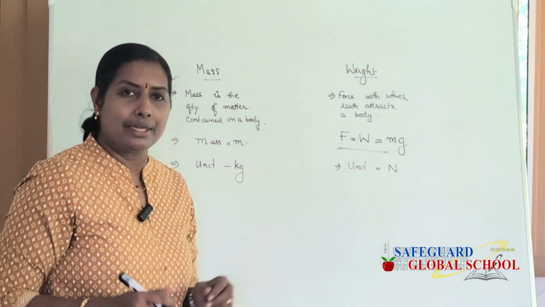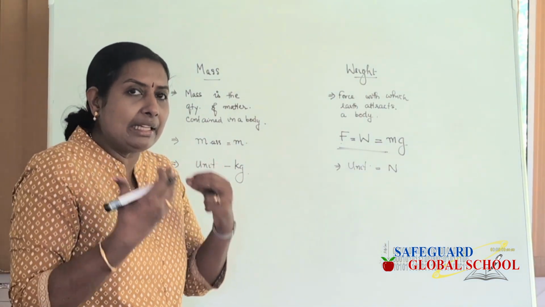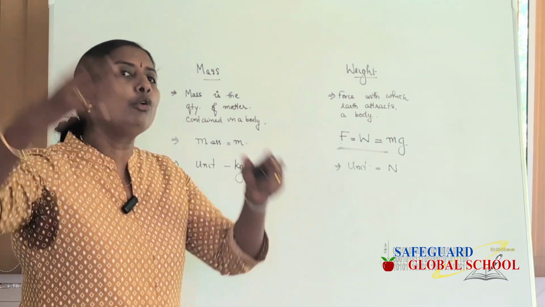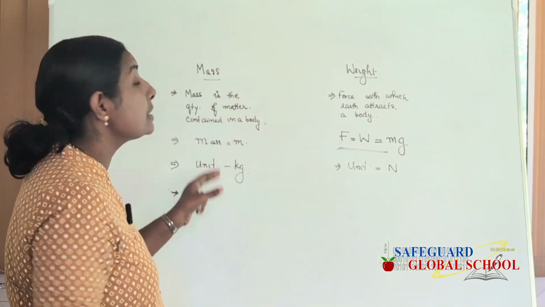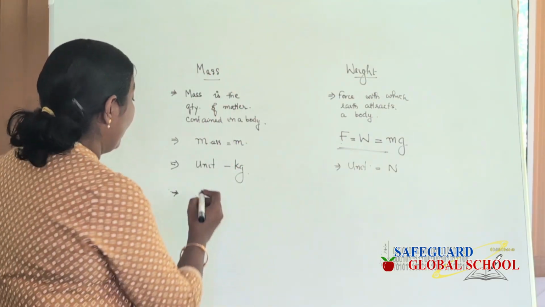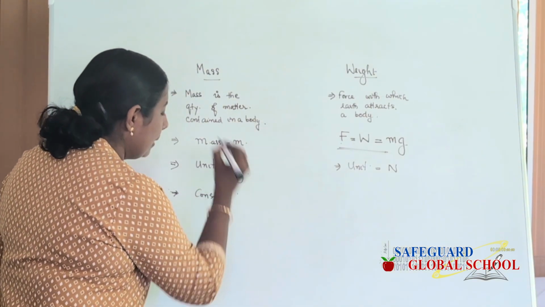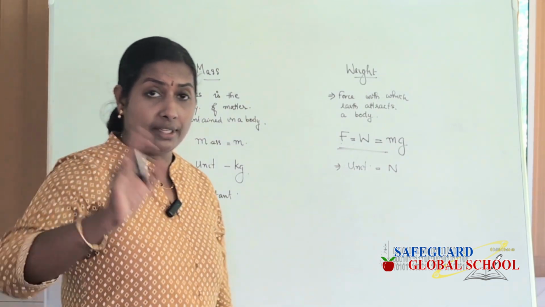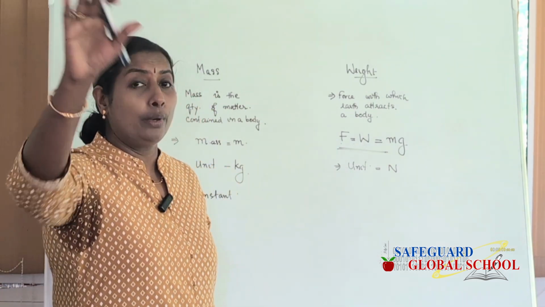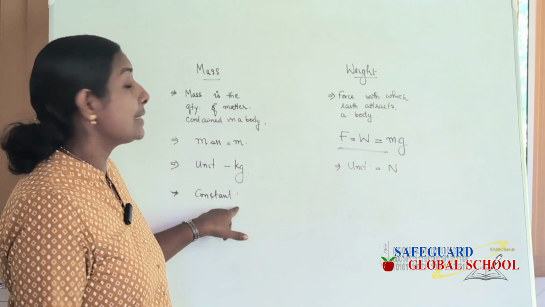So the last point comes to you. Mass is a constant. If we have 10 kilogram on earth, when we move to moon also, the mass remains the same. So the mass can be treated as a constant always. On earth, in Jupiter, on the moon, anywhere in the universe, mass is a constant.